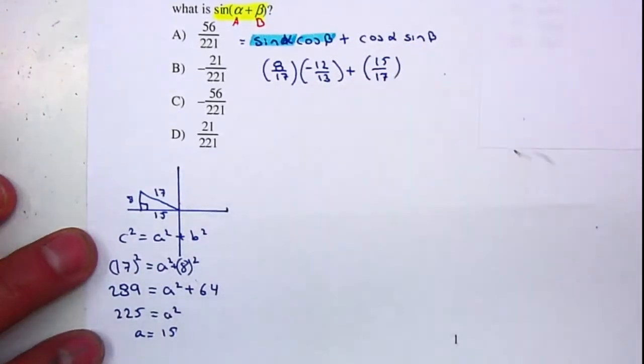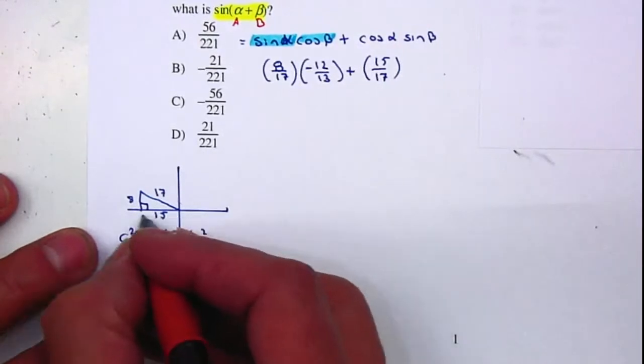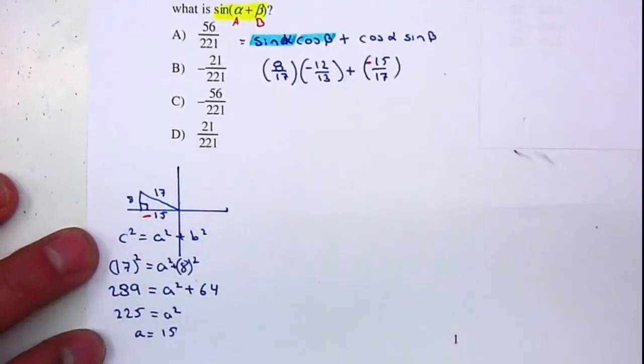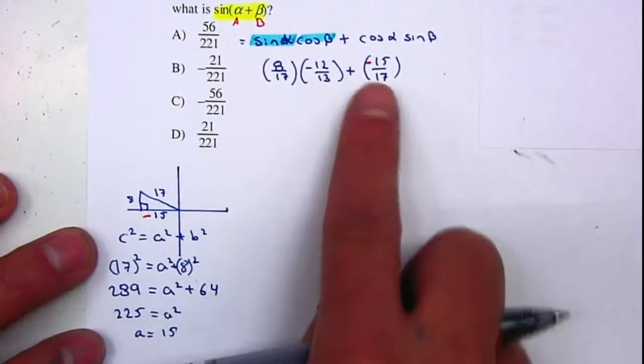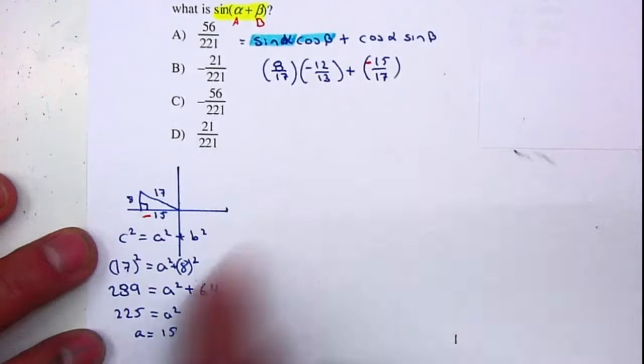And yes, what did I forget? Can you guys find the mistake? Correct. This should be negative because it's going to the left. So just be careful with your signs, and that should be a negative 15 over 17. So that'll be the main mistake that most of you guys will be making. Now I need to go through the same process, but now with beta.